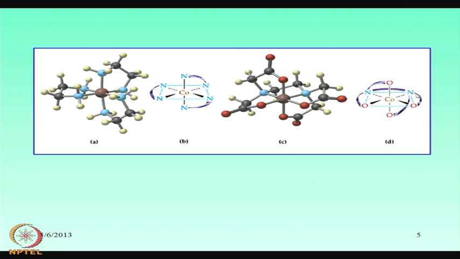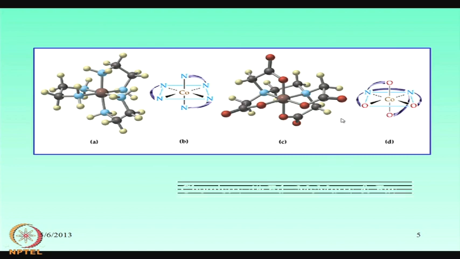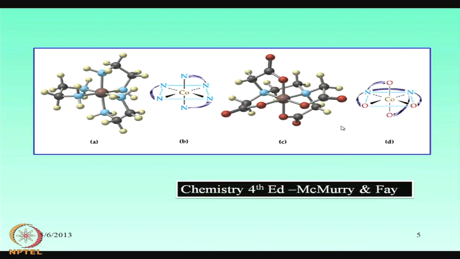So, this nitrogen is functionalized through one oxygen and through another oxygen. So, this is one half. Similarly, this nitrogen is functionalized through this oxygen and this oxygen. So, this is ethylene diamine tetraacetic acid, that means the EDTA. When we write the cobalt EDTA complex, the diagram of this particular ligand would be like this. All these informations and structures we can have from the McMurry Fay book.